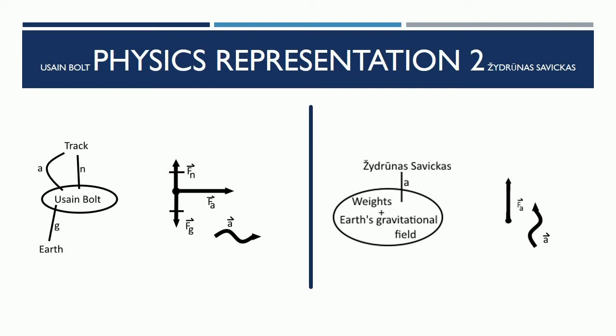Zydrunas Savickas' interaction diagram system includes the weights and the Earth's gravitational field. It is just one applied interaction with Zydrunas. The force diagram shows the acceleration of the weights is upwards.